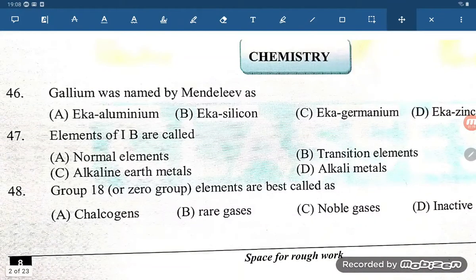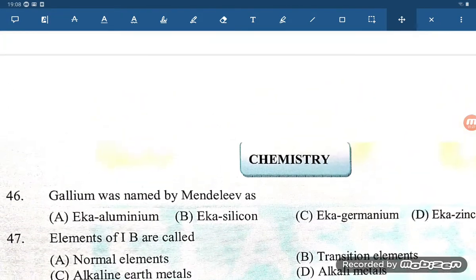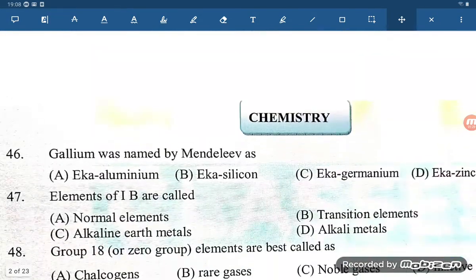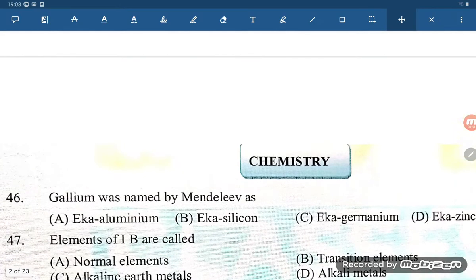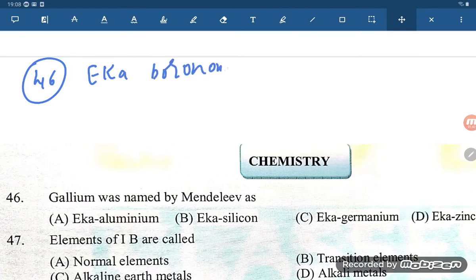Now let us see, students, what the problems are. So the first question is: gallium was named by Mendeleev. Okay, so three elements are there. Firstly we are solving question 46, you see, students. What they are saying is, gallium was named by Mendeleev. The first one was eka boron, students. Okay, eka boron was named scandium.